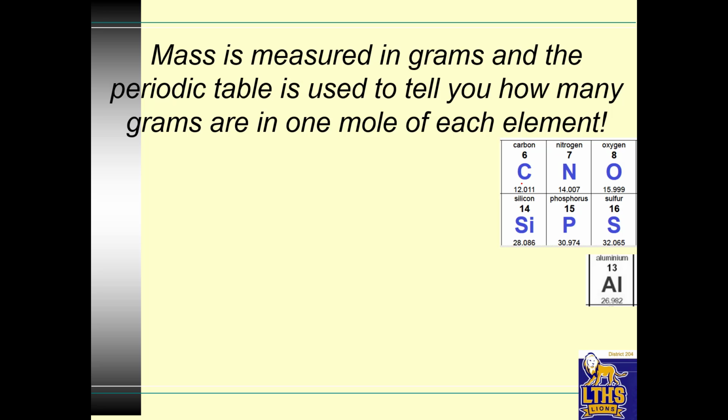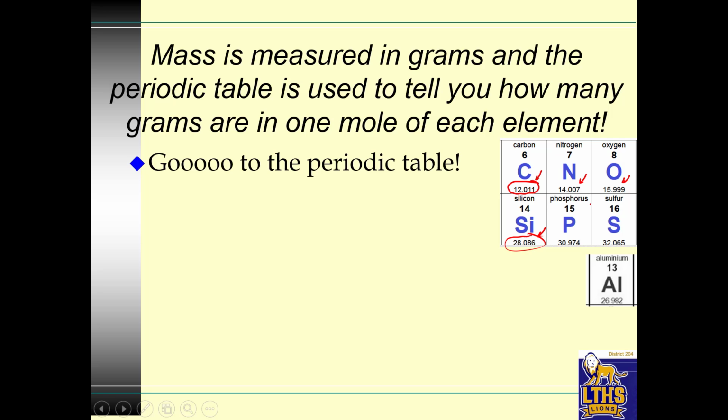I know, sounds crazy. Here's another thing about a mole: it's easier to weigh stuff than it is to count stuff, right? So we measure mass in grams, and then we can use the periodic table to tell how many grams are in 1 mole of each element. So when you see this number, which is average atomic mass, it actually tells you how much 1 mole of carbon weighs. So this is how much Avogadro's number of carbon atoms weighs. This is how much Avogadro's number of nitrogen atoms weighs. This is how much 1 mole of oxygen atoms weigh. This is how much 1 mole of silicon atoms weigh.